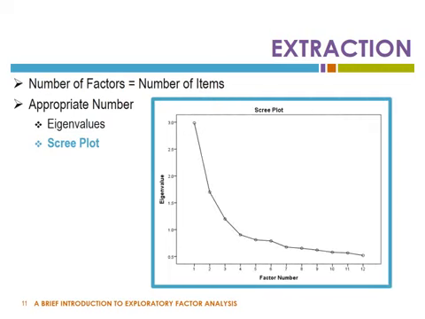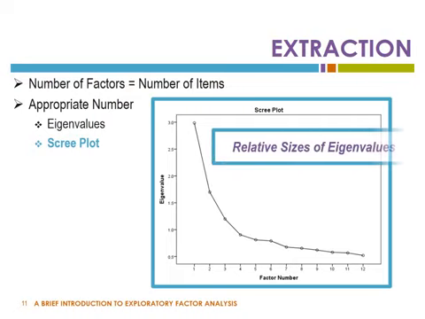In addition to, or instead of considering eigenvalues, we can begin deciding how many of the extracted factors to retain by inspecting the scree plot. When we evaluate eigenvalues directly, we're considering their absolute size and comparing that size to a cutoff value such as 1.0. When we evaluate a scree plot, we are actually considering the relative sizes of the eigenvalues instead of their absolute size and whether they meet that specific criterion.